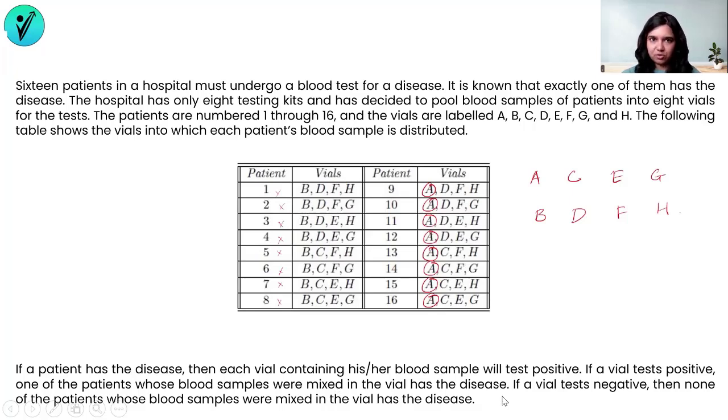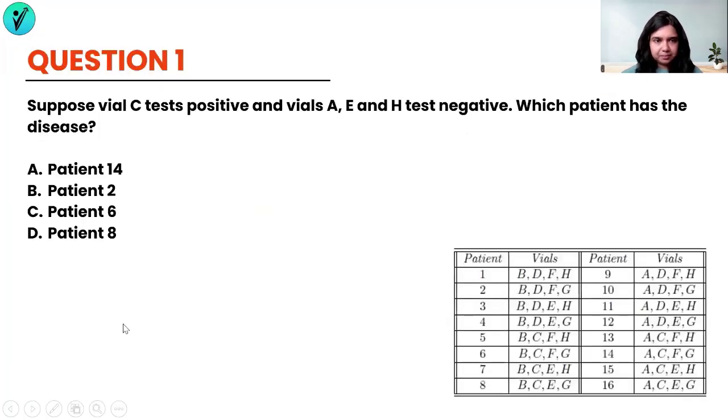And then there are questions that directly follow. Let's take a look at the questions one by one. Question number 1 says, suppose vial C tests positive and A, E, and H test negative, which patient has the disease? Is it patient 14, 2, 6, or 8? Let's try and understand this. Vial C tests positive, so everyone who has C could be the potential patients. However, A, E, and H are negative. So everybody with A, E, and H will not be a patient.